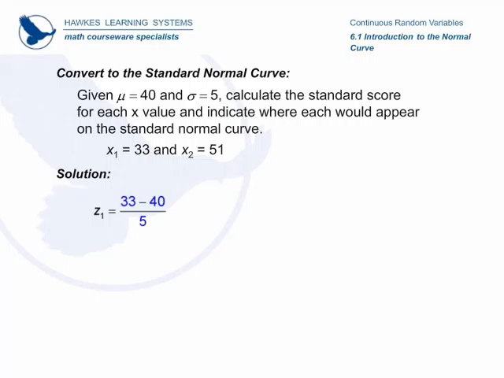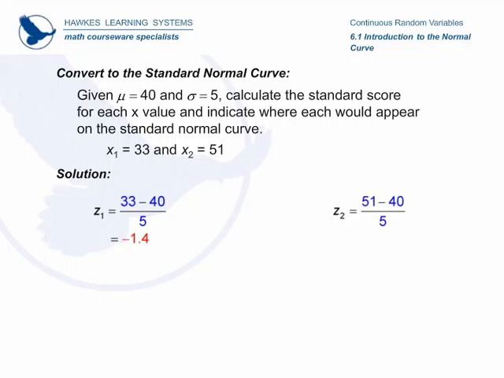So for our z-score sub 1, we have 33 minus 40 divided by 5. So that would be our data value x sub 1, 33, minus our mean of 40, divided by our standard deviation of 5. And that would give us a z-score, z sub 1, of negative 1.4.